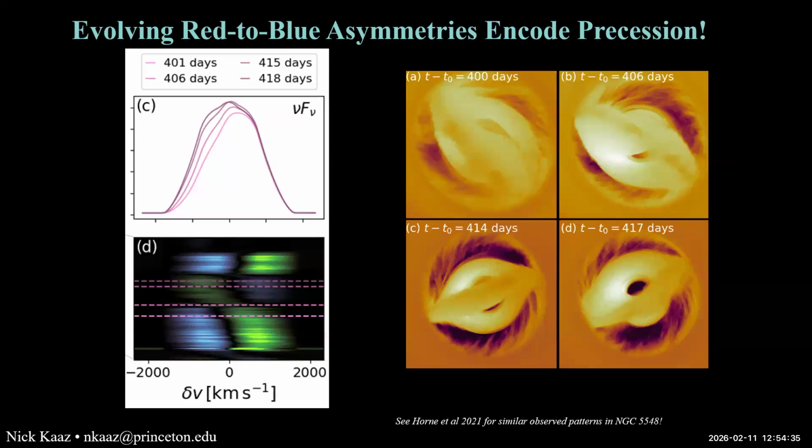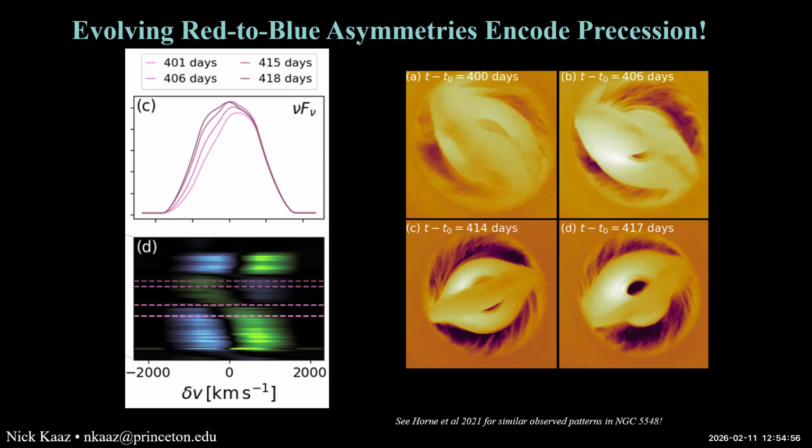If we look at the residuals, we can see that the green starts on the blue shifted side. So there's a blue shifted excess. And then as the disk precesses, that excess moves to the left side. And once the precession cycle completes during this event, it switches to a blue shifted excess again.